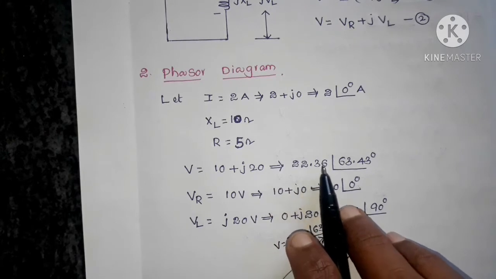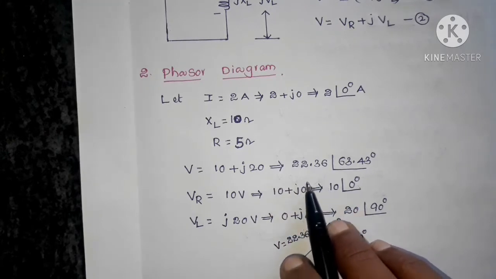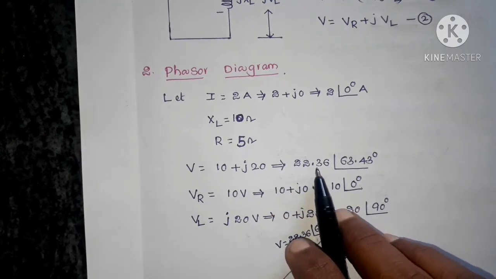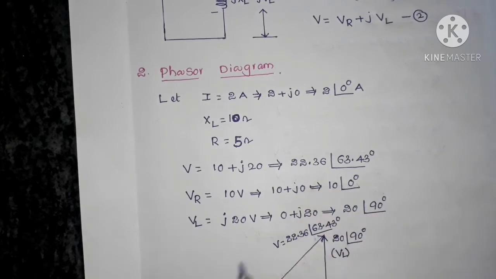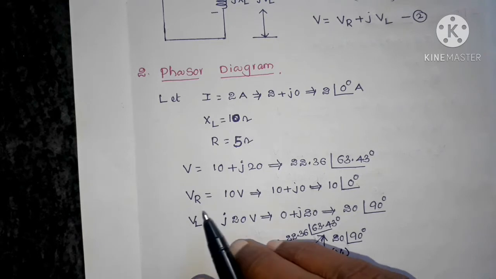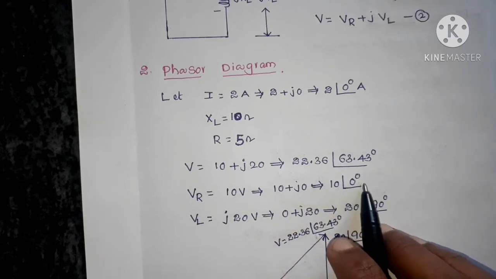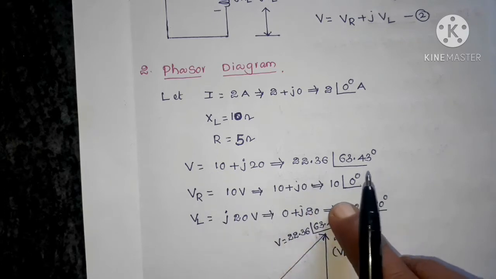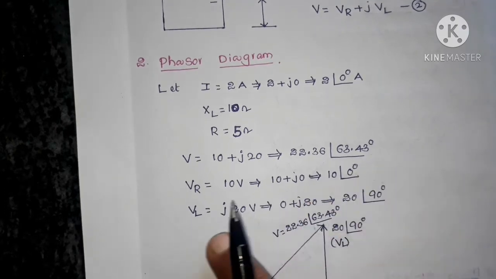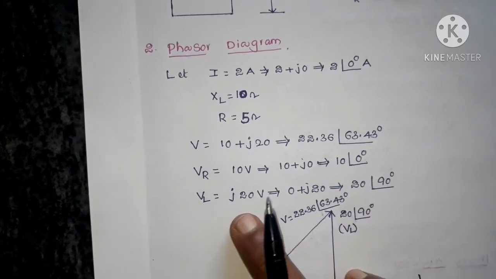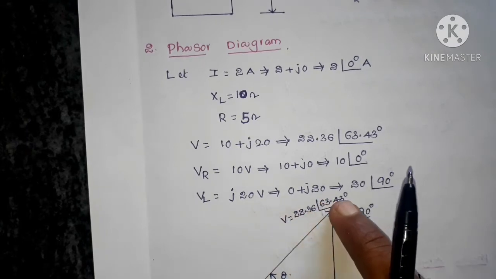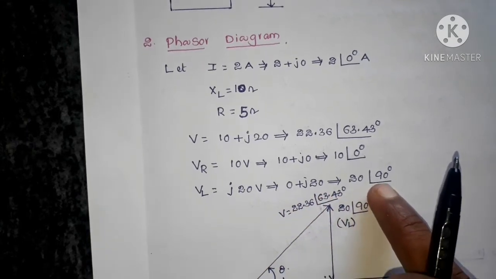In polar coordinates it comes as 22.36 at an angle of 63.43 degrees. VR is 10 volts, so 10 plus j0, that is 10 at an angle of 0 degrees. If you take VL alone, it is j20 volts, that is 0 plus j20 and 20 at an angle of 90 degrees.